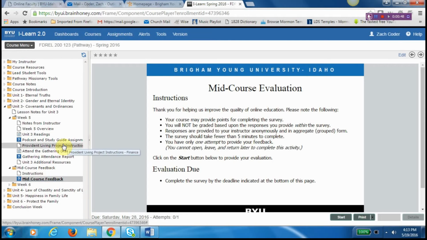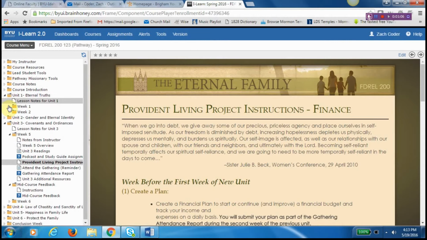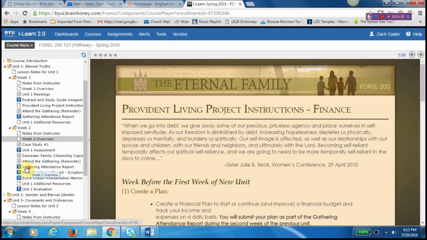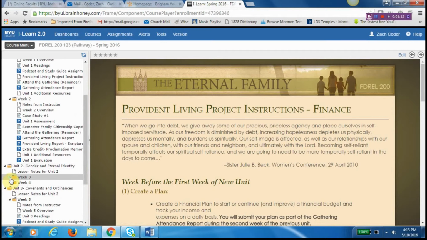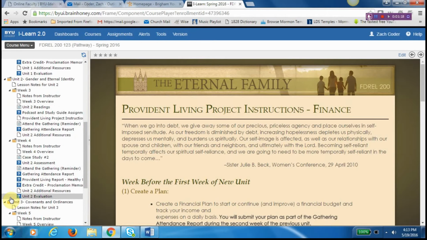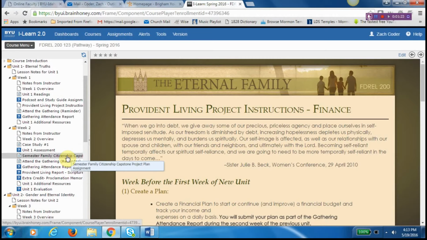I wanted to talk really quick about the difference between the Provident Living Project, right here, and this capstone project that's going to be happening, the Family Citizenship Capstone Project. Basically, here's the difference. The Family Citizenship Capstone Project, that was, sorry, let me find it here. Maybe it was in week 2. Okay, there it is. Apologize. Week 2 right there.